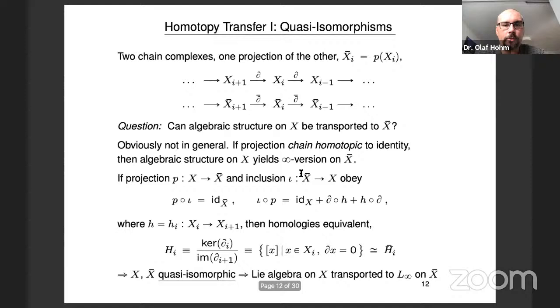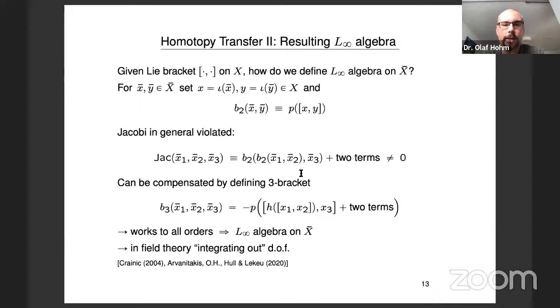So if you have real auxiliary fields, where integrating them out is just algebraic, then you can exactly formulate it in terms of homotopy transfer, with the simplifying feature that the homotopy map itself is then also just a local thing.